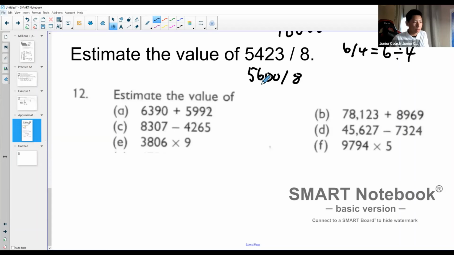Now, why 5,600, right? Why not 5,400? That just seems like the easiest way to round. Well, I'll tell you why. The reason we're doing 5,600 is because 56 divides cleanly by 8. 56.